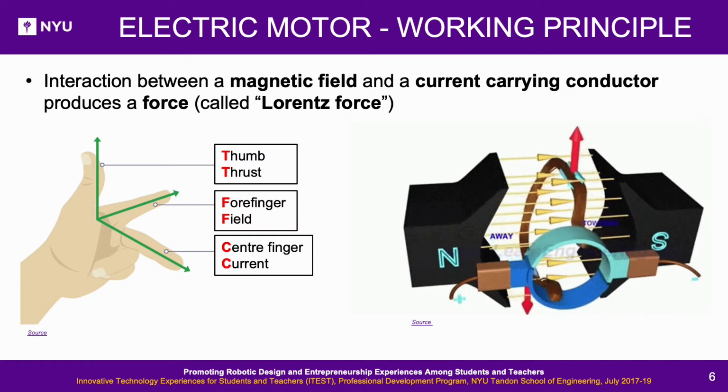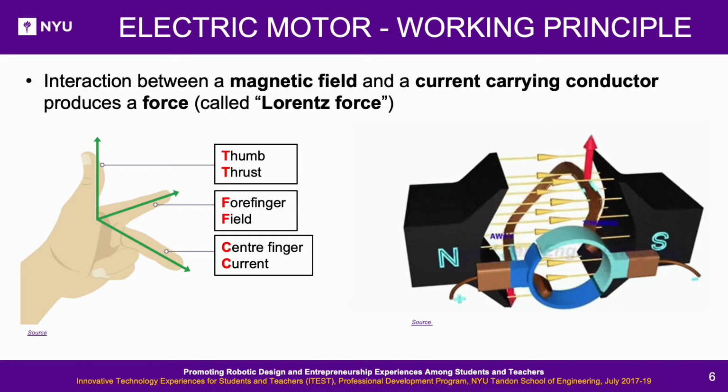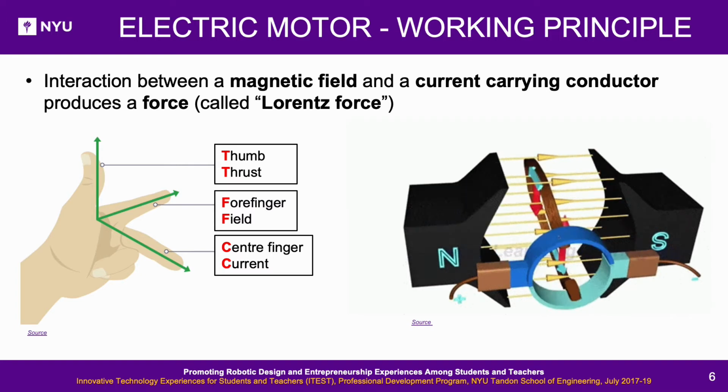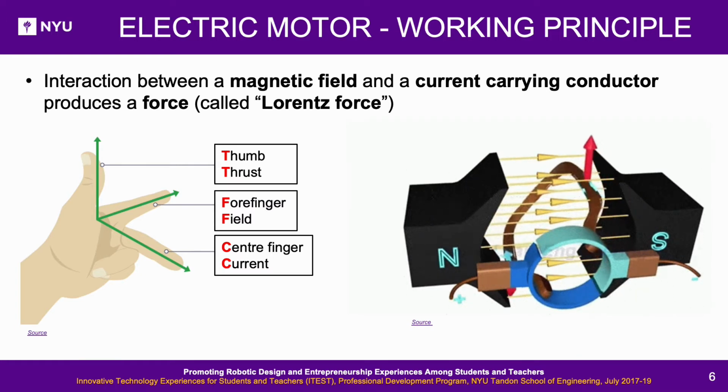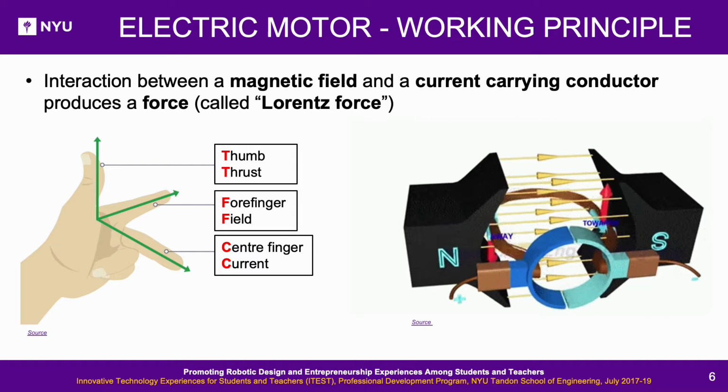As can be seen in the image on the left, the right hand is held with the thumb, first finger and second finger mutually perpendicular to each other, at right angles. The thumb is pointed in the direction of the motion of the conductor relative to the magnetic field. The first finger or forefinger is pointed in the direction of the magnetic field, north to south, and the second finger or middle finger represents the direction of the induced or generated current within the conductor, from the terminal with lower electric potential to the terminal with higher electric potential, as in a voltage source. The animation on the right can help paint a clearer picture of the working of a DC motor.